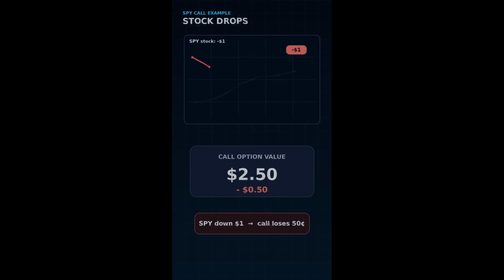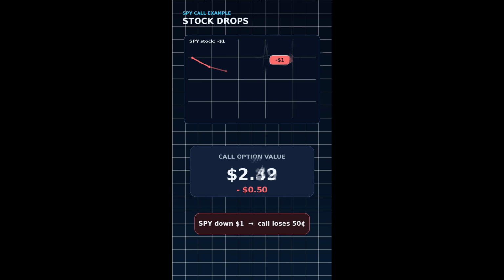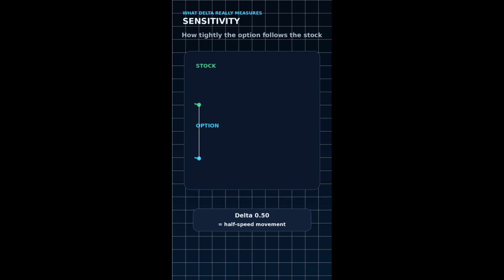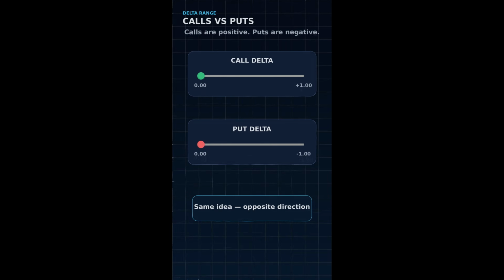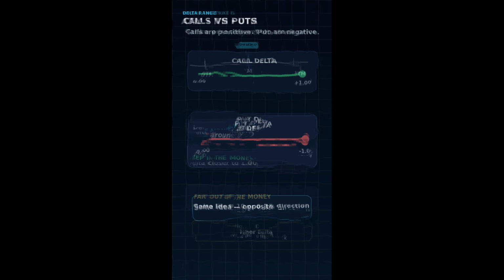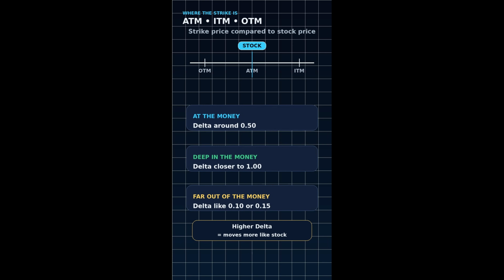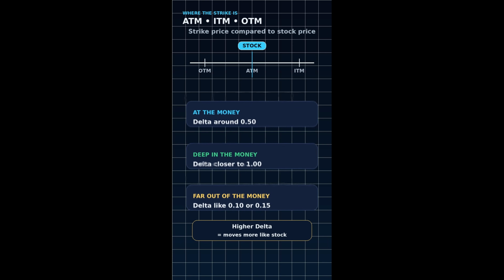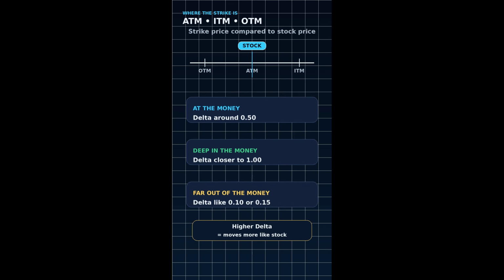For call options, delta is always a positive number somewhere between 0 and 1. For put options, delta is always a negative number, somewhere between 0 and -1. An at-the-money call option is going to have a delta right around 0.50, which you'll hear traders call a 50 delta. Deep in the money options have a delta approaching 1.0, meaning they move almost dollar for dollar with the stock. Way out of the money options have a very low delta, like 0.10 or 0.15, because the probability of those striking in time is much lower.